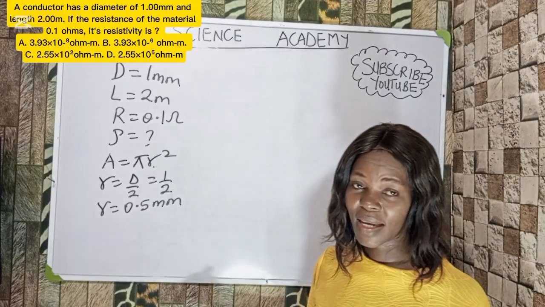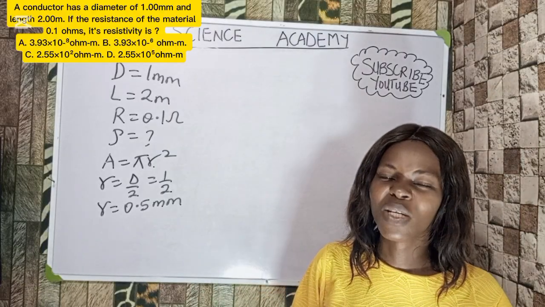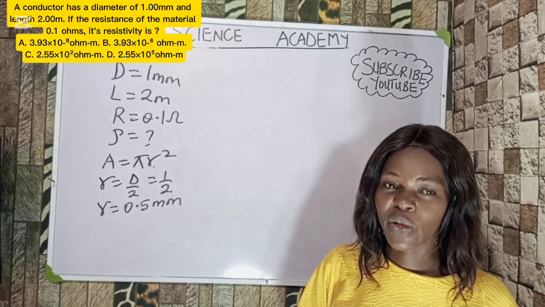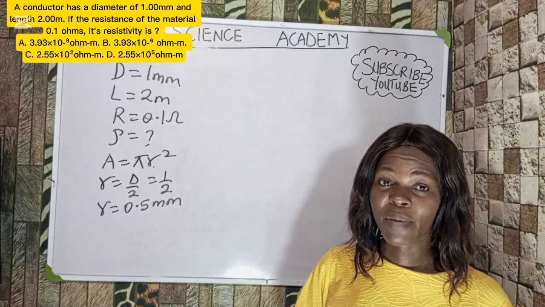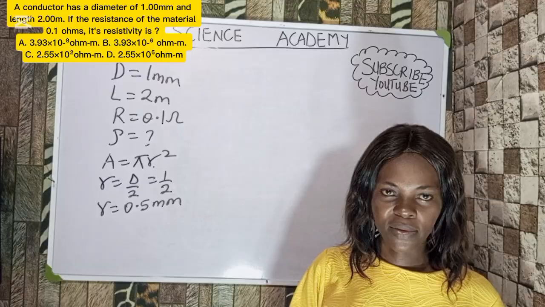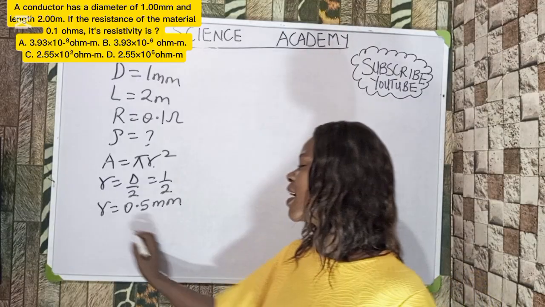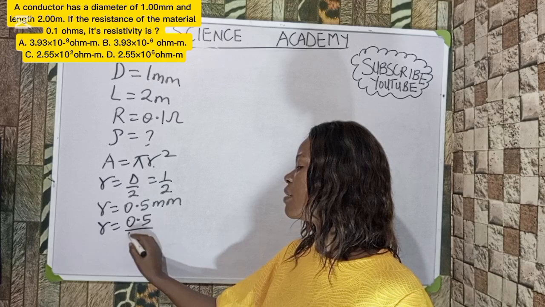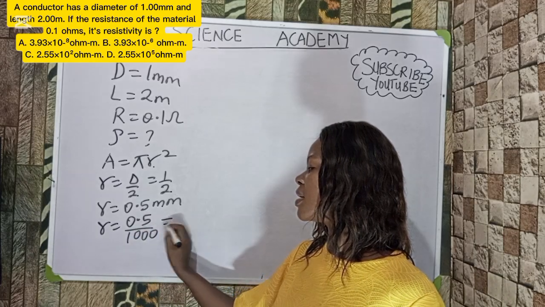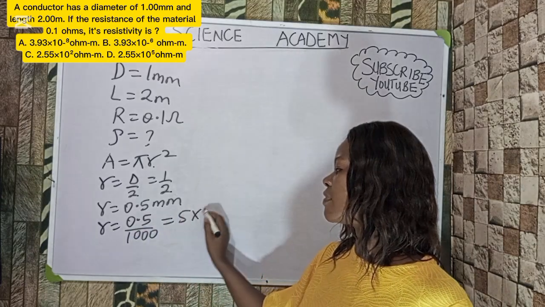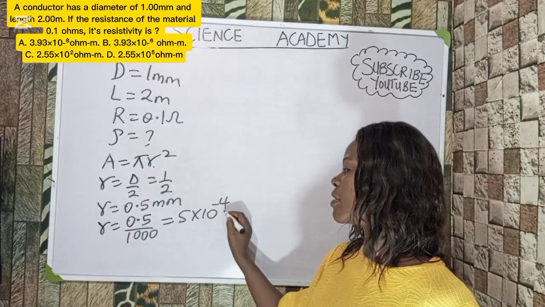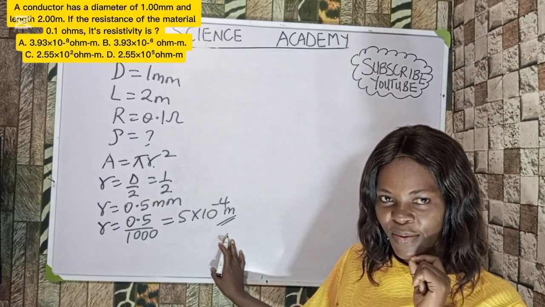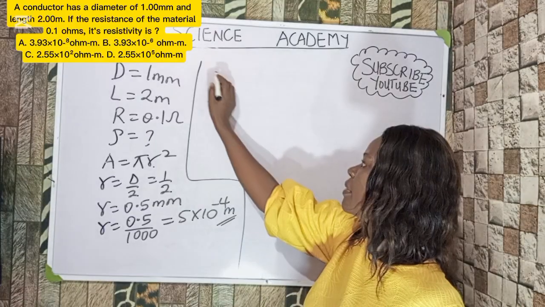Right? Is that clear? But we can't solve with our radius in millimeters because the length is in meters. So we're going to convert to meters simply by dividing by 1000. Is that clear? So we have that my radius is equal to 0.5 divided by 1000. Now this is equal to 5 times 10 to the power of minus 4 meters as my radius. I've not yet gotten my area. So let's solve for the area.